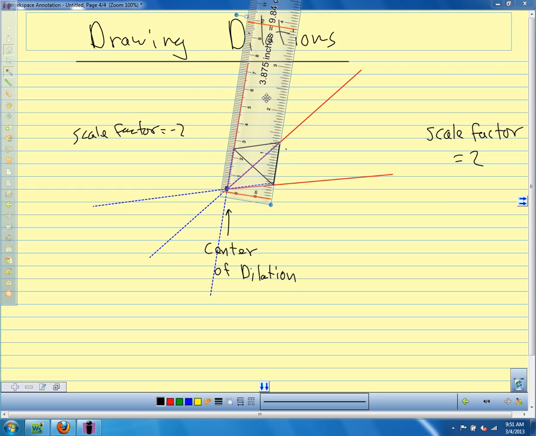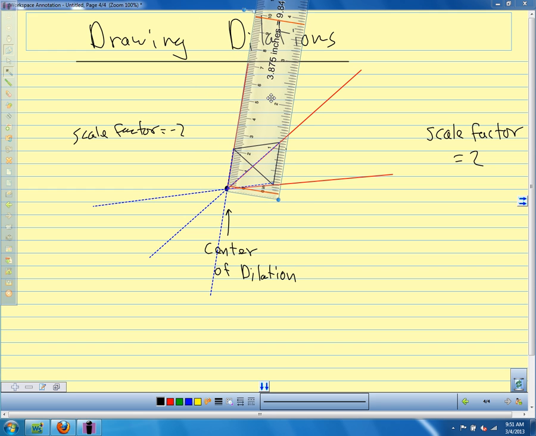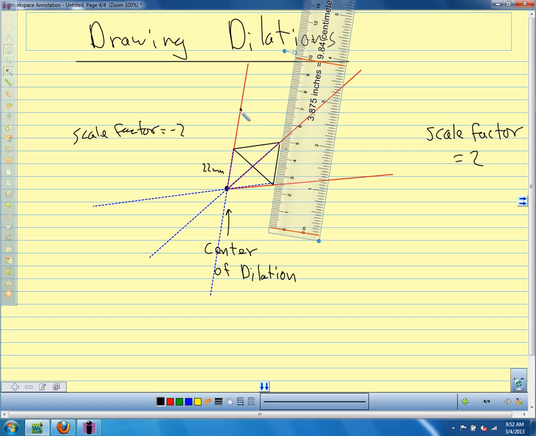I'm going to measure in centimeters just because it makes it a little easier here. I'm going to measure from the center of dilation to this vertex. It looks to me like that's about 22 millimeters. And I'm going to multiply that by the scale factor. So this is 22 millimeters, and I'm going to multiply that by 2, and I'm going to make a point out here at 44 millimeters. So I'm just multiplying my points, that length, by the scale factor. So this whole segment is 44 millimeters.